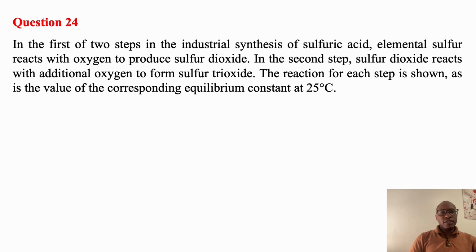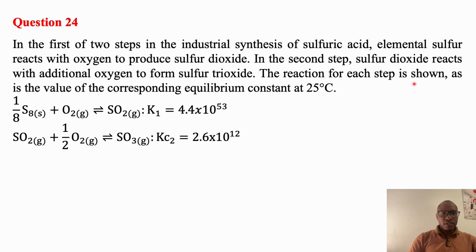Question 24, they are saying the first of two steps in the industrial synthesis of sulfuric acid, elemental sulfur reacts with oxygen to produce sulfur dioxide. In the second step, sulfur dioxide reacts with additional oxygen to form sulfur trioxide. The reaction for each step is shown. Here they are giving us step 1 and step 2.